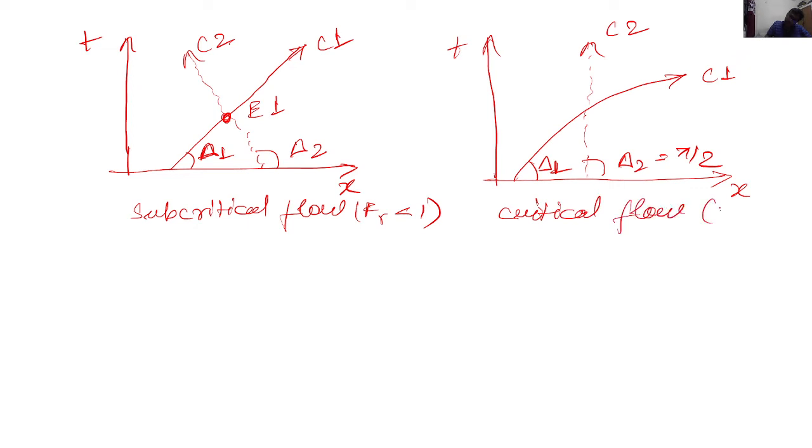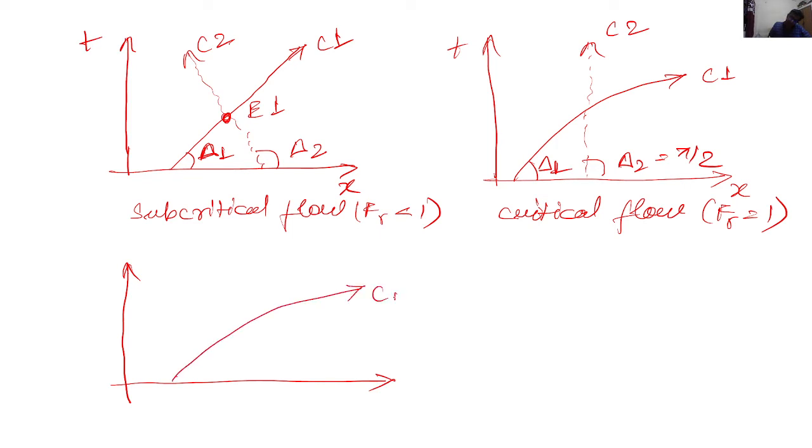Critical flow condition where Froude number is equal to 1. Let us take a third condition of supercritical flow. C1 would look like this.